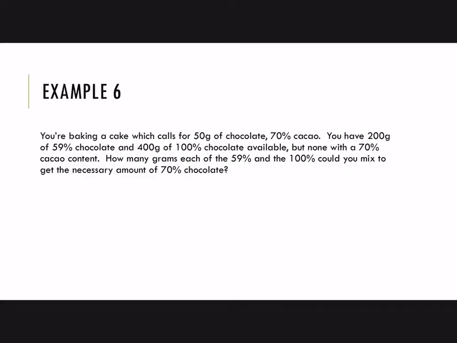All right, let's do a second example, and this is the last one we'll do. You are baking a cake which calls for 50 grams of chocolate, which is 70% cacao. You have 200 grams of 59% chocolate and 400 grams of 100% chocolate available, but none with a 70% cacao content. So this is actually a problem that I wrote based on a real situation in which I did use algebra. I was actually baking a cake, and I did need this correct amount of chocolate. I needed a cake which called for 70%, like that amount of sweetness.